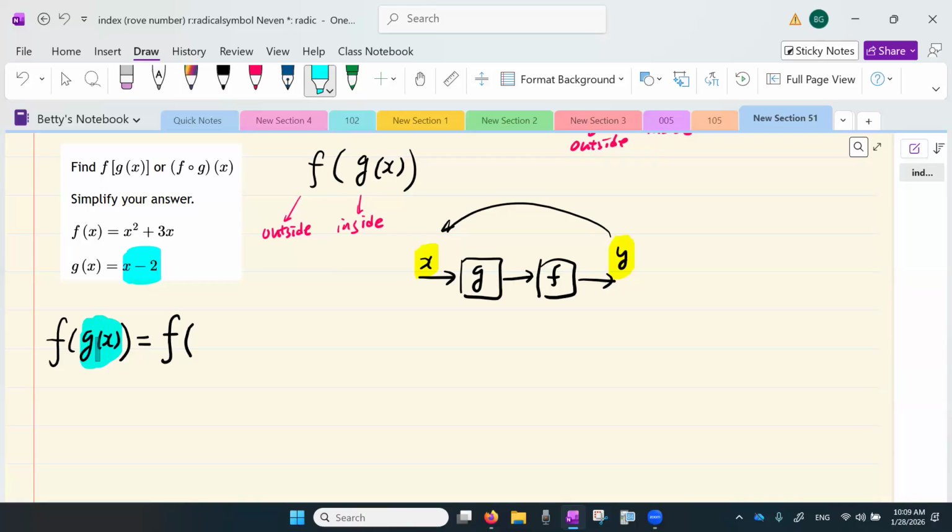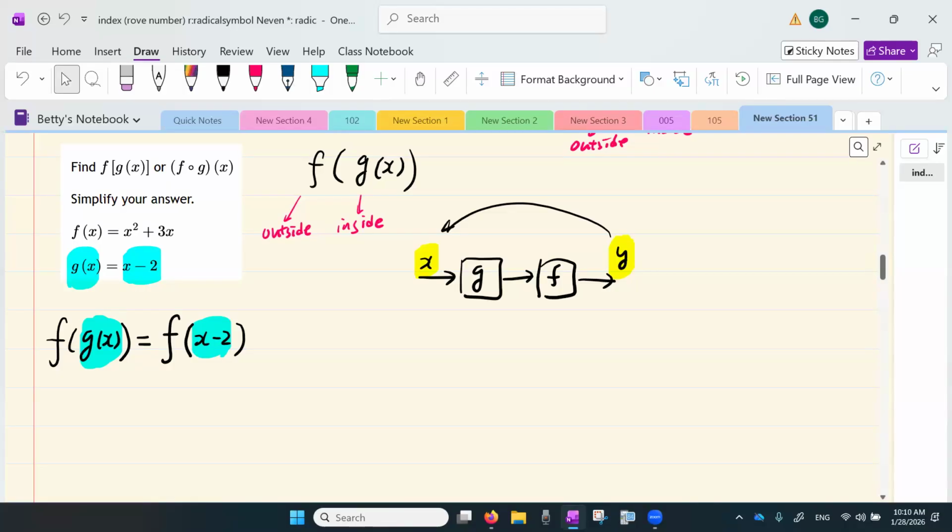Why not? Can you replace a $10 bill with two $5 bills? Yes, because they're the same thing, right? Here, we are given g of x is x minus 2, so of course we are able to replace g of x with x minus 2, right? After that, we're done with g. So with this method, we start with the inside function.